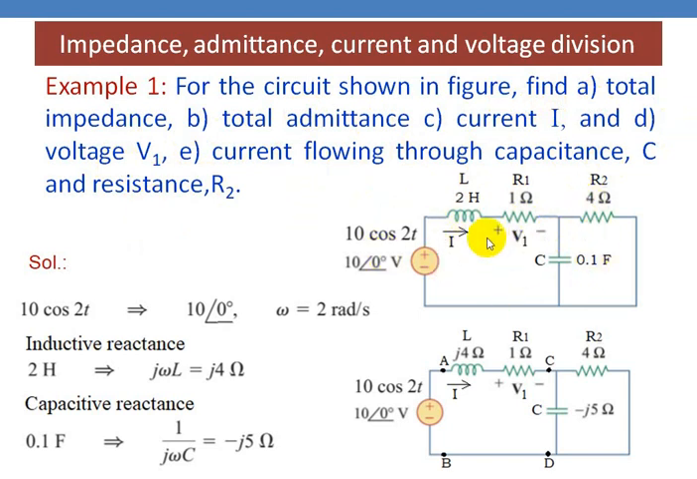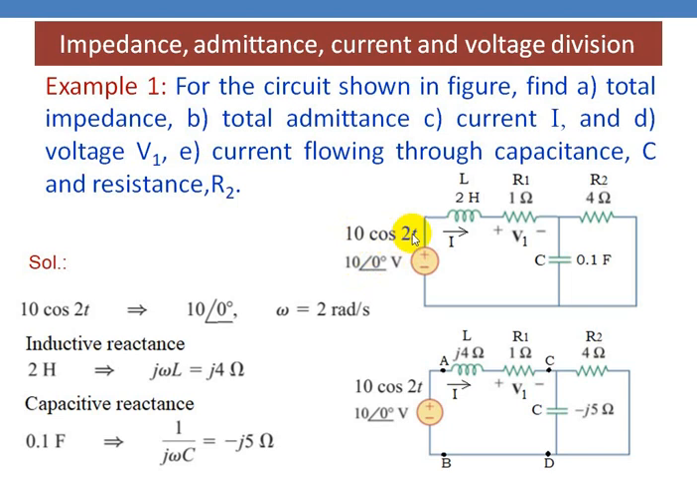So this is the given circuit. L is 2 henries, R is 1 ohm, and across this the voltage is marked as V1, and this is the polarity, and C is the capacitance 0.1 microfarad. R2 value is 4 ohms, and the voltage source is 10 cos omega t. This in polar form can be written as 10 at an angle 0 degree.